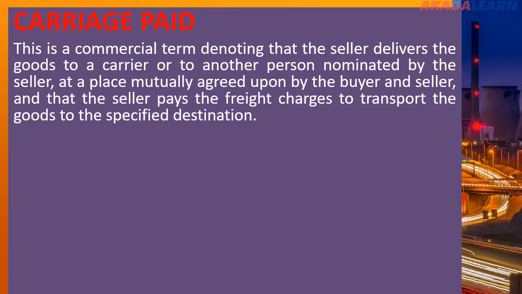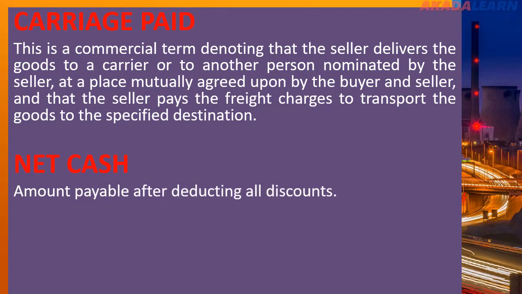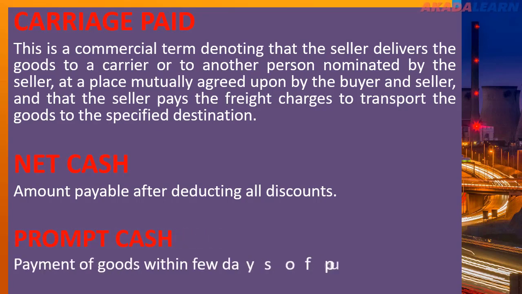We also have net cash. Net cash is the amount payable after deducting all discounts. That is, this is the amount that the buyer will pay for the goods after deducting discounts if allowed by the seller. And lastly, we'll be looking at prompt cash. Prompt cash is a payment of goods within few days of purchase.